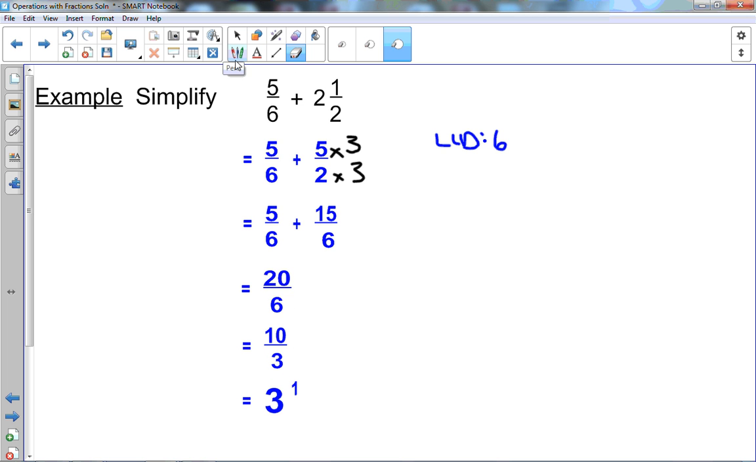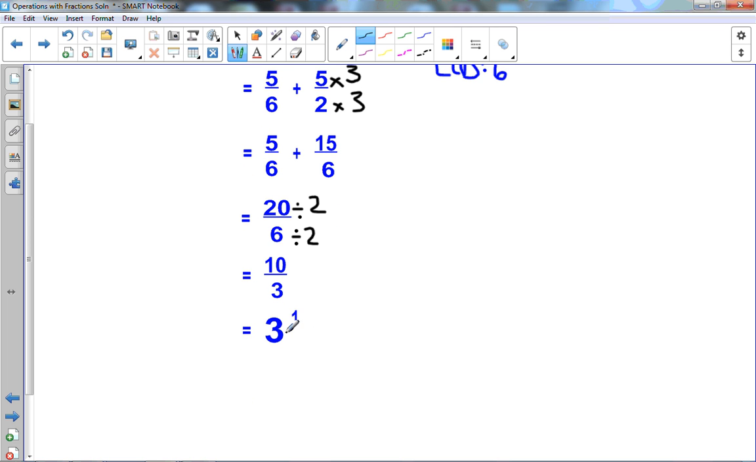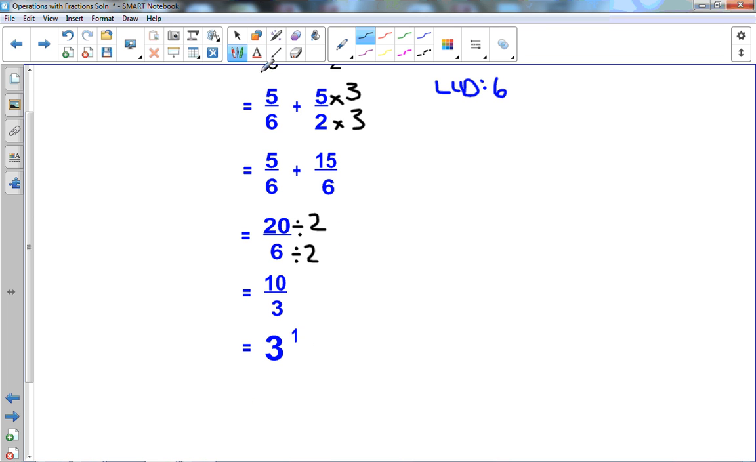However, I always want fractions in lowest terms. Therefore, I need to find out what common factors there are between 20 and 6. In this case, common factors are 2. So I can divide both the numerator and denominator by 2, which gives me 10 thirds. And I always convert an improper fraction to a mixed fraction. Therefore, what I get is 3 and 1/3, because 3 divides into 10 3 times. So 3 times 3 is 9. 10 minus 9 is 1.